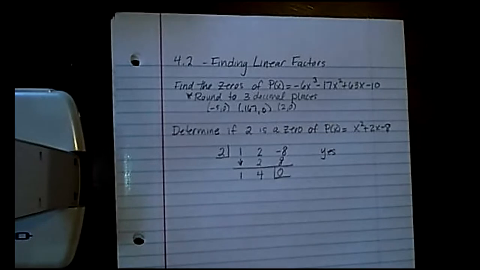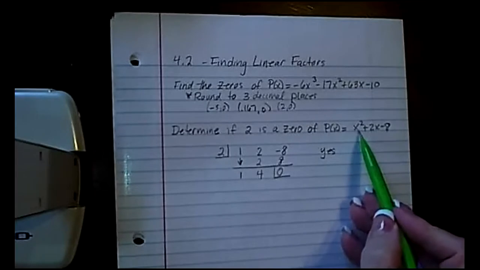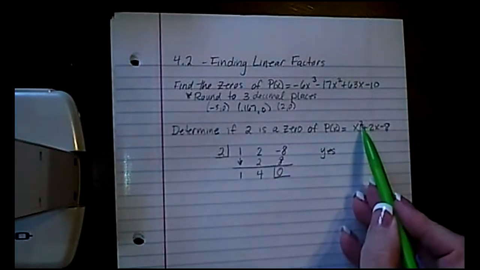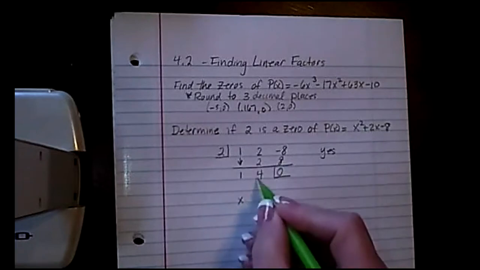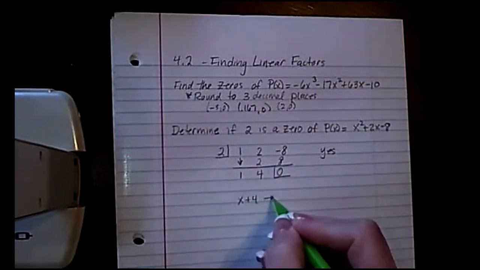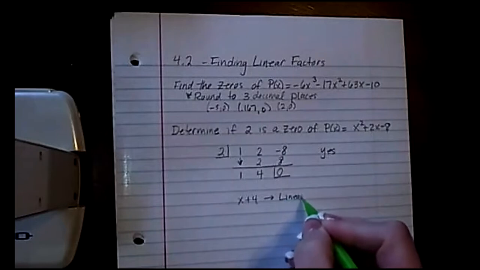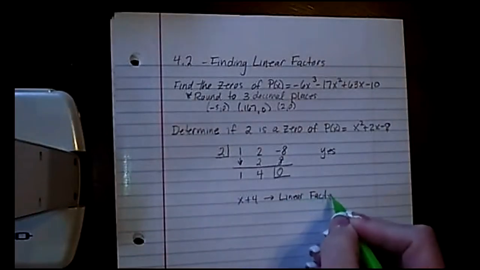Now, what you might also need to do, and it doesn't ask for this, but remember, if we wanted to write it back into a linear factor, remember we started with an x squared, so we take 1 away from this power, so now we're at a 1x plus 4. And that's the linear factor. And that's what we're going to lead into next.